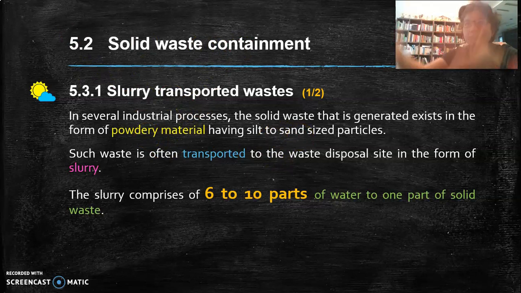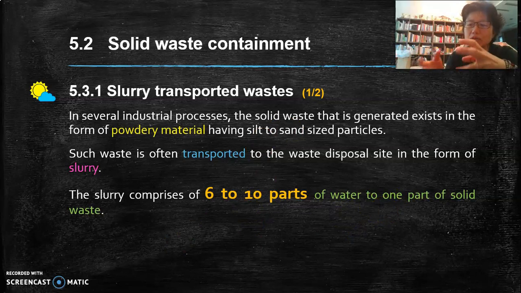So you can't just throw them out like this from factories. What to do? Because if you throw them out like this, the wind will bring them all over the place, and then the Department of Environment could come and sue or issue a summons to these factories. So they usually put it into the pond, slurry pond, where they mix up with water. So it's like 6 to 10 parts of water to 1 part of solid. So you can imagine it's like a semi-solid kind of material.